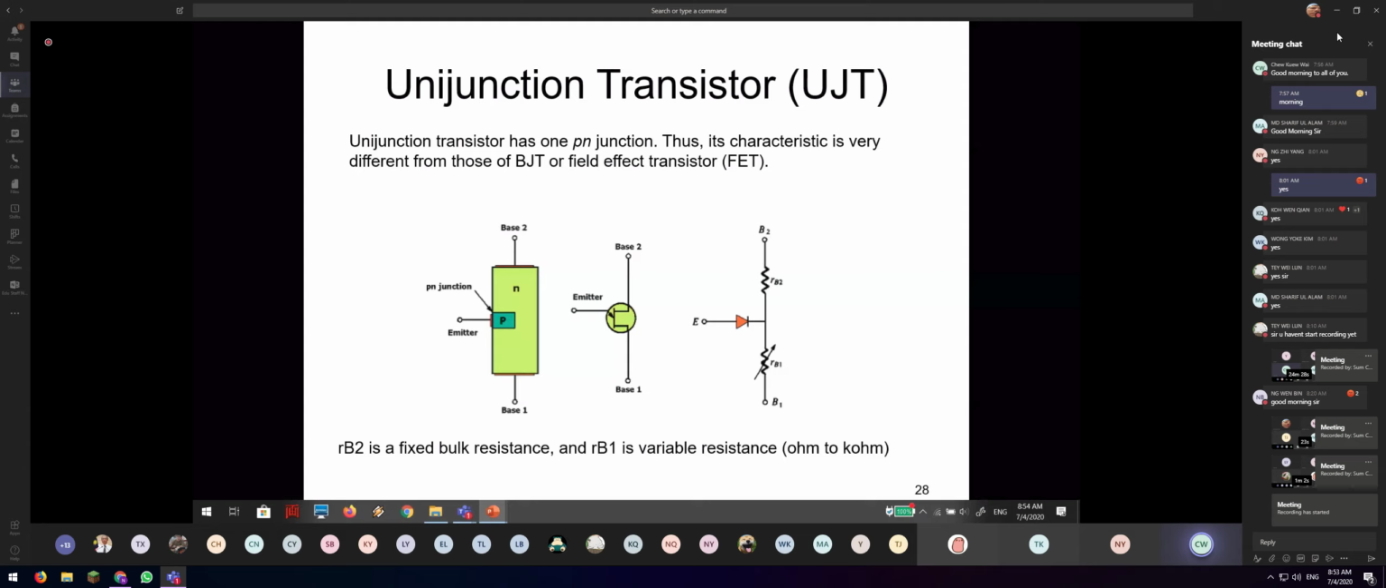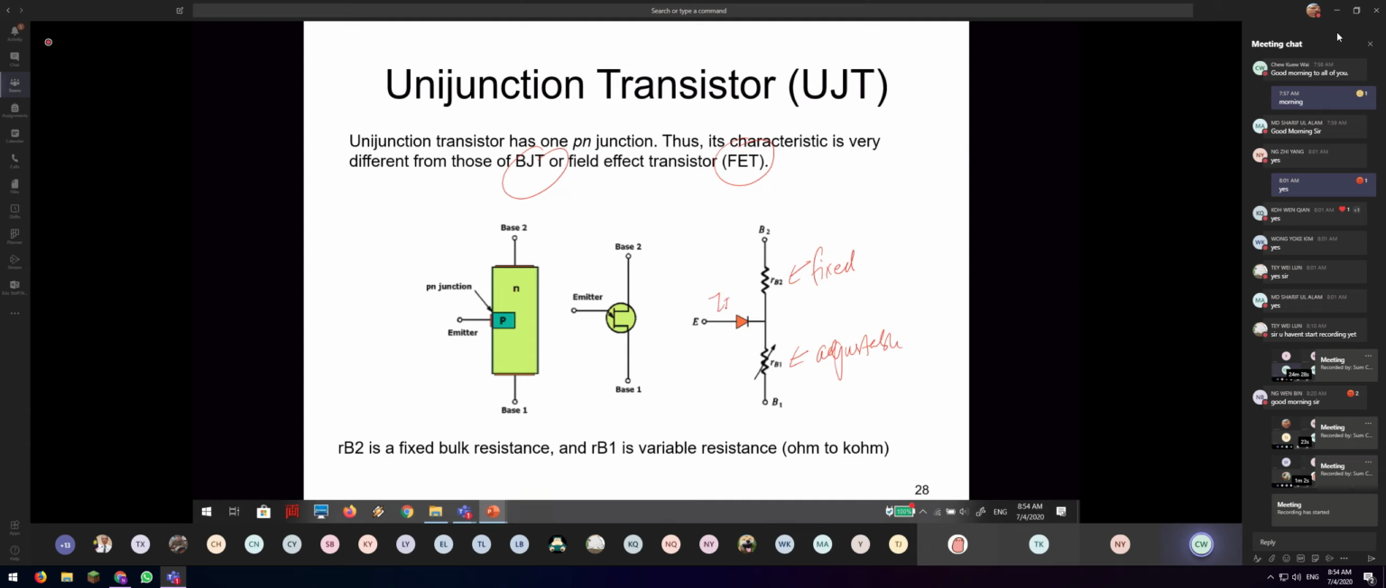So UJT, I think you know already, right? You already did this for your lab session. UJT is basically like a PN junction only. It's different from the BJT and different from the MOSFET because it only contains one P and N junction. So it can be equivalent to this circuit. The top value is a fixed one. This is adjustable. This is the equivalent circuit.